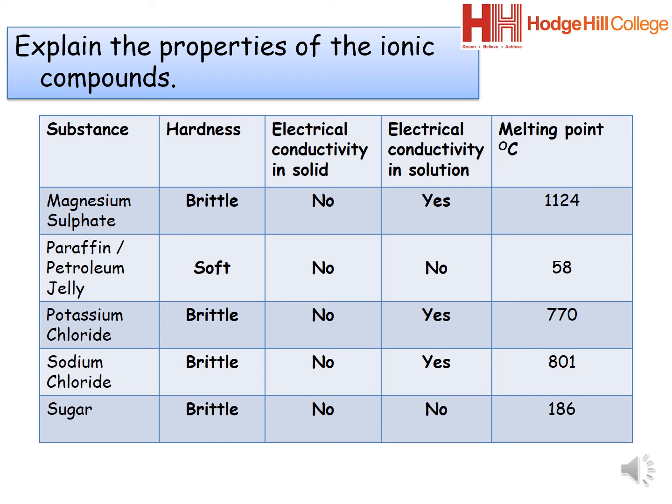Now let's look at the melting point. If you notice, ionic compounds have a high melting point. This is because large amounts of energy are needed to break the strong bonds within the structure. Due to these high melting points, they're also solid at room temperature.